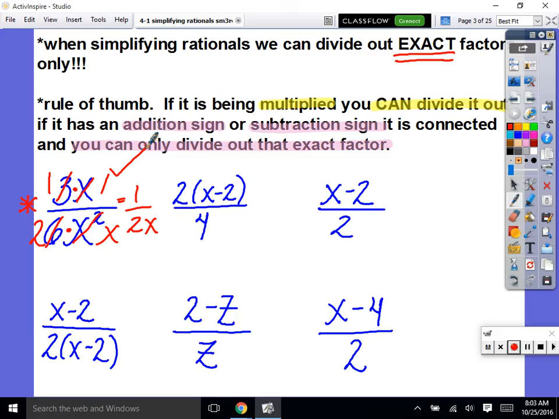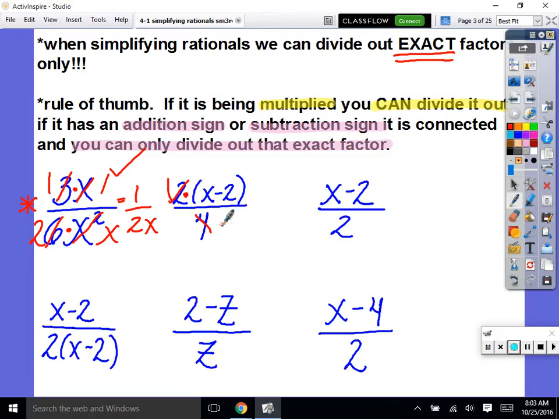Now looking at this one, we have 2 times x minus 2. So this times means we can simplify 2 with something on bottom, and we can simplify x minus 2 with something on bottom. But guess what? You see the subtraction sign? That is connected. It is absolutely connected. Did you all hear that? So the only way you could take and divide out x minus 2 or anything to do with x or 2 is if there's that exact x minus 2 on bottom. Does everybody understand?